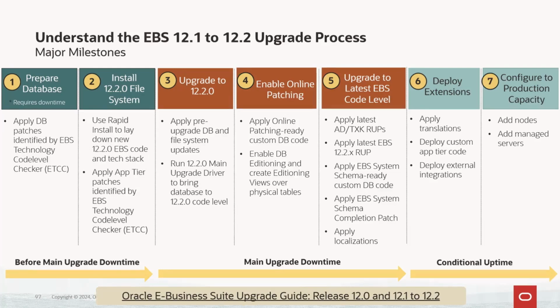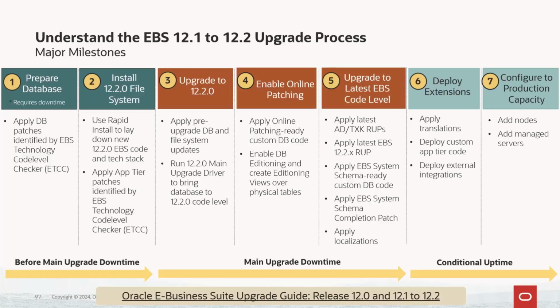The first 2 milestones on the left there can be accomplished before the main upgrade downtime. That is, in step 1, you'll need to prepare your database by bringing it up to date with latest database patches that you'll identify using the eBusiness Suite Technology Code Level Checker, otherwise known as ETCC. You then could do the install of the 12.2.0 file system using Rapid Install. That's going to lay down the new 12.2.0 eBusiness Suite code and tech stack. You can actually do that alongside of your running 12.1 system.